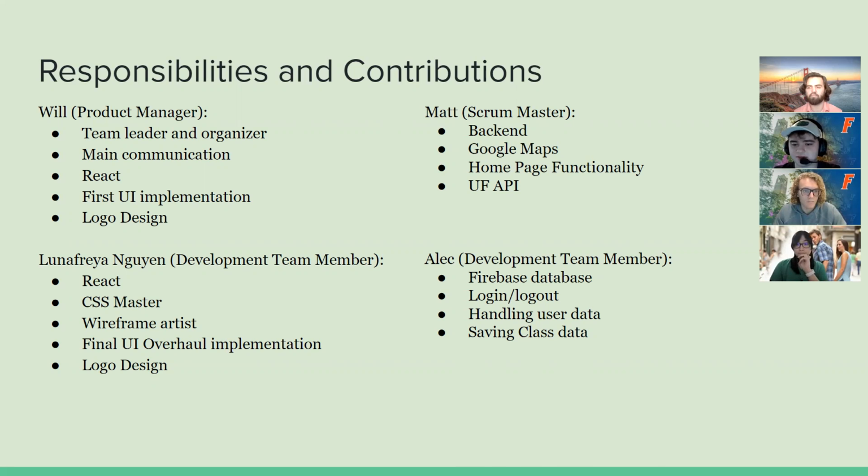So I was the Scrum Master. I worked mainly on the back end of the project. So that had to deal with working with the Google Maps API and adding functionality to the homepage where you could select your classes and see the map. I also worked with the UF API to try to get the IDs of the classes and the locations in each building.